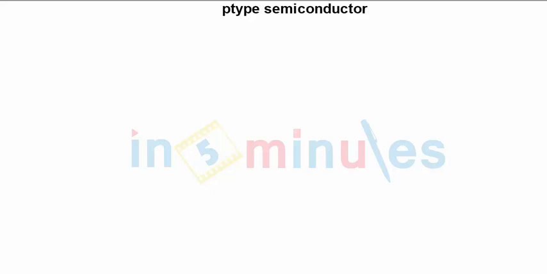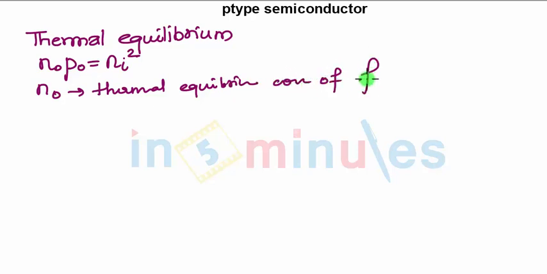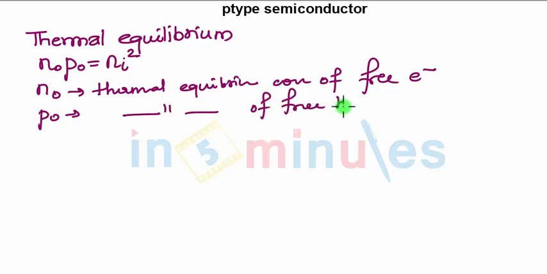A fundamental relationship exists between the electron and hole concentrations at thermal equilibrium and is given as n0 into p0 equals ni squared. Now what is n0? n0 is nothing but the thermal equilibrium concentration of free electrons. And what is p0? Thermal equilibrium concentration of free holes, right?